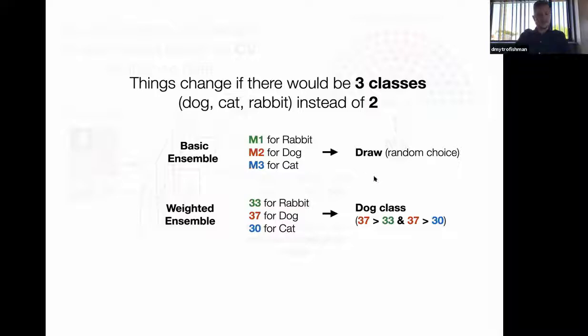So what happens in the basic ensemble? In the basic ensemble, they choose by random choice. They just go for the random.org, and they say, I want a dog, cat, or a rabbit, and that would choose rabbit, dog, or cat. But in the second case, you don't need a random.org. You can actually decide based on the votes. Do you guys have questions about this?